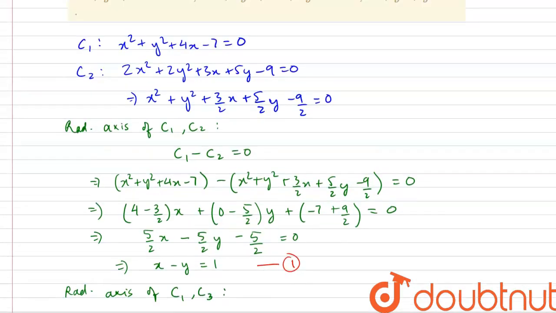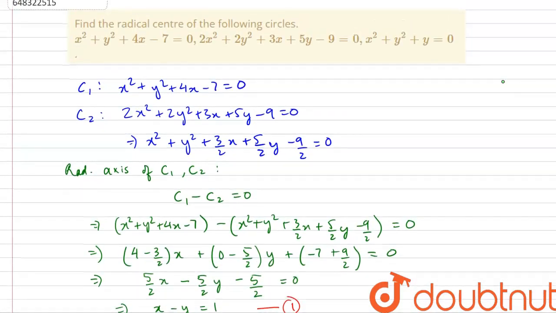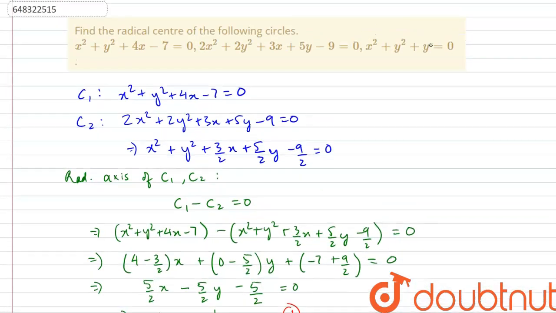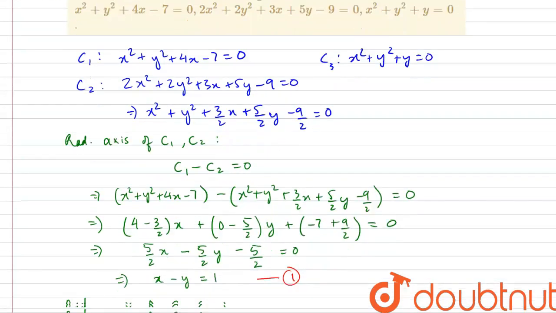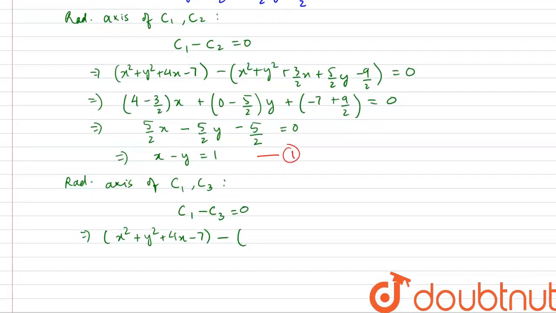What was C3? C3 was x squared plus y squared plus y is equal to 0. Okay, so let us write C3 here for convenience. C3 is x squared plus y squared plus y is equal to 0. Right, so we will use this. C3 is x squared plus y squared plus y. All of this is equal to 0.